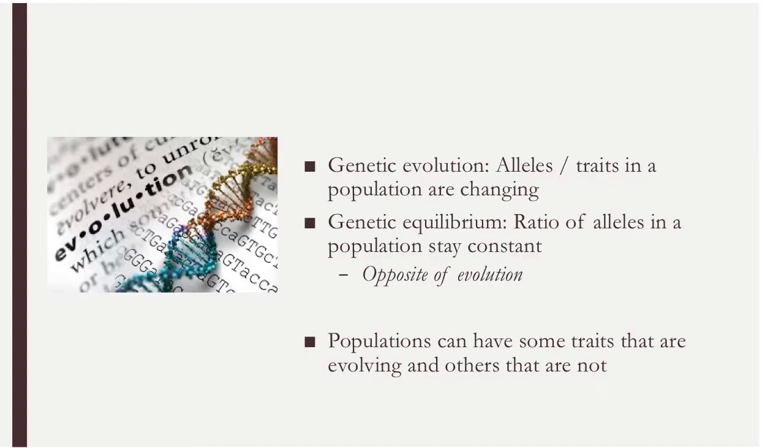Evolution's all about changing genes in a population. If the types of genes, or the number of the different types of genes, changes, then evolution has occurred. If it stays stable, that's called genetic equilibrium. It's the opposite of evolution. And I want to point something out here: populations can have some traits that are evolving and some traits that are not.